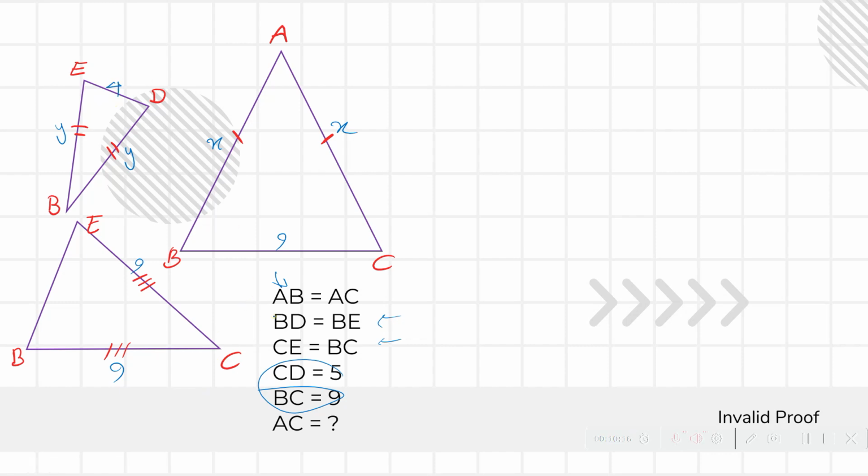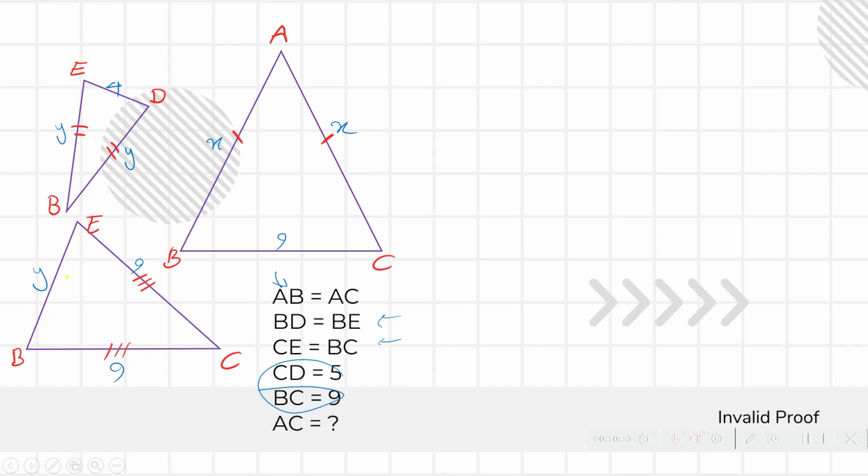Also, we calculated that ED is 4. You can go back, okay? CD was 9 and EC was 9, CD was 5, so BD was 4. Okay, and EB, this is Y as well.